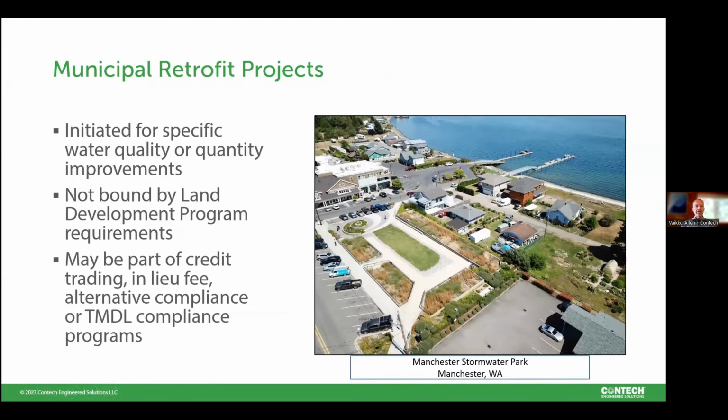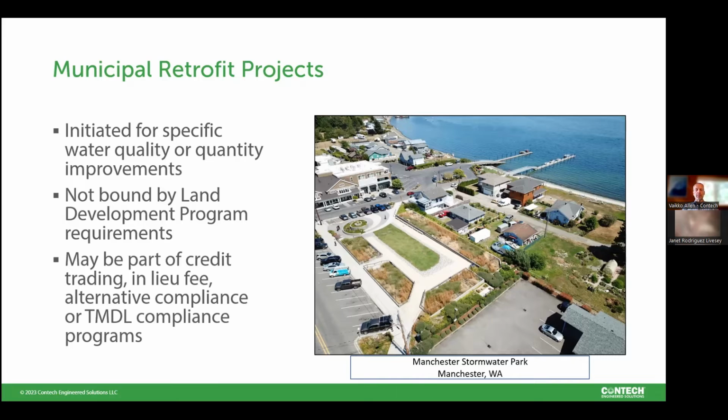And the last slide for me here is I just want to talk about municipal retrofit projects. These are becoming more and more common as jurisdictions are trying to deal with legacy impacts of urban development. Essentially, they're going out and retrofitting part of their urban areas to include regional facilities that capture runoff from areas that were built usually before stormwater management was a thing. So the reason I bring this up is it's important because these projects are typically not going through the land development review and approval process. So those 80% TSS or whatever it is goals that you have locally may not apply to these projects.